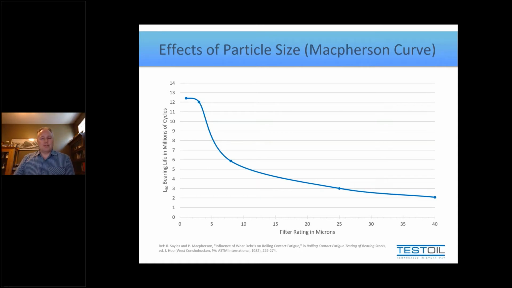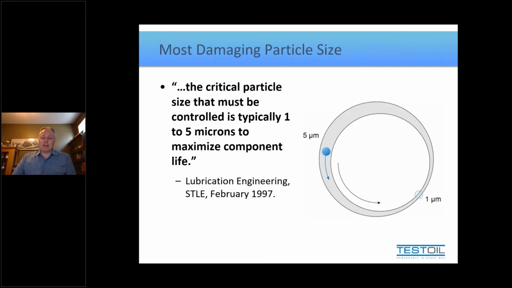So the 2 to 22 comment is kind of truthful because it addresses part of this curve, but really that upper end between 8 and 25 microns, there's not as much improvement as there is below 8. And I think the other quote I can show you that does a better job explaining is this one here from STLE. It says the critical particle size that must be controlled is between 1 and 5 microns, kind of what I just highlighted on the graphic there. And that's because it's relating to something within the lubricated system.